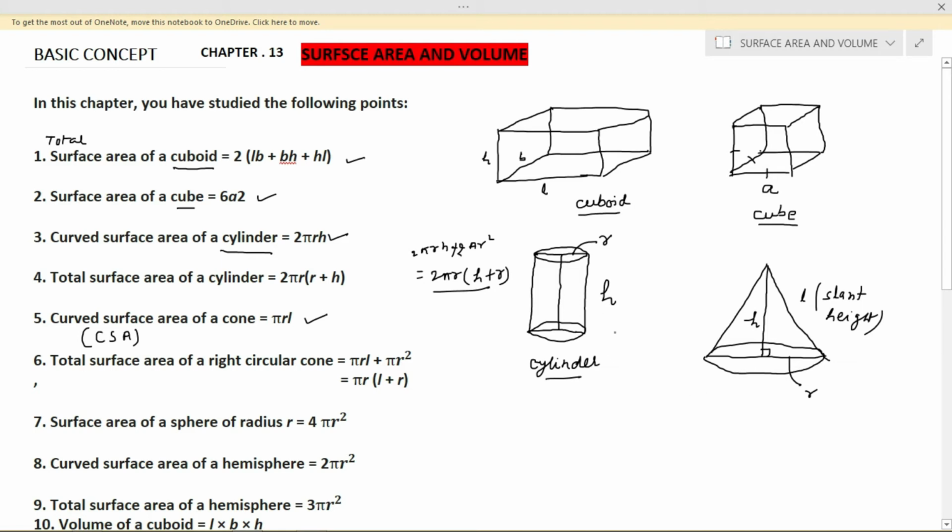Okay, now from the cone, if you want to find the curved surface, one is the curved surface and one is the circular base. So what is the curved surface area of the cone? CSA is pi r L. And the total surface area is CSA plus area of base, so you will get pi r L plus pi r square. If you take pi r common, then the formula becomes pi r into (L plus r). So this is the total surface area of a cone, and pi r L is the curved surface area of the cone.